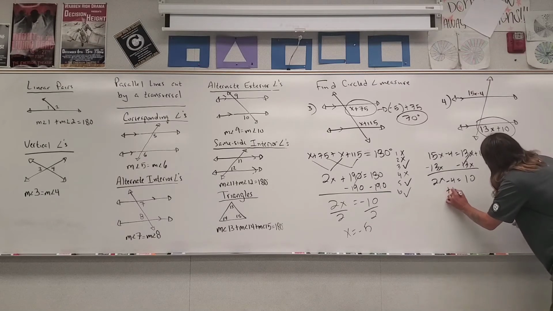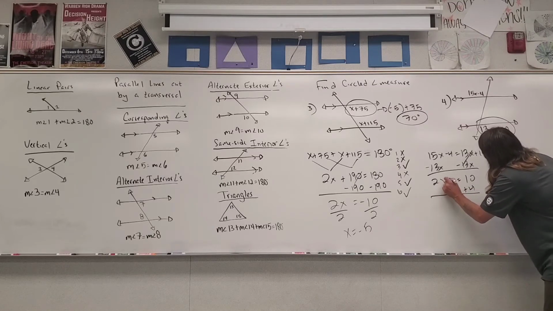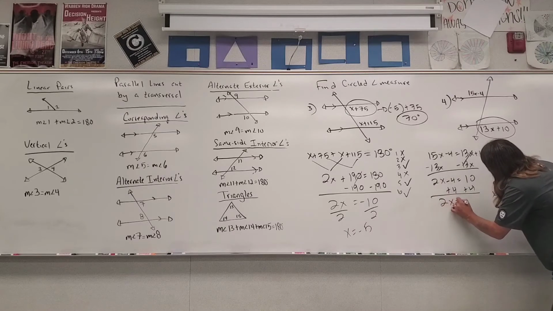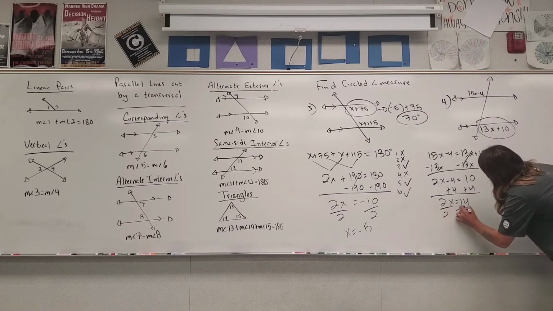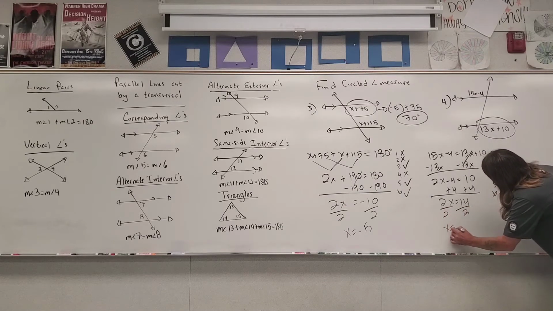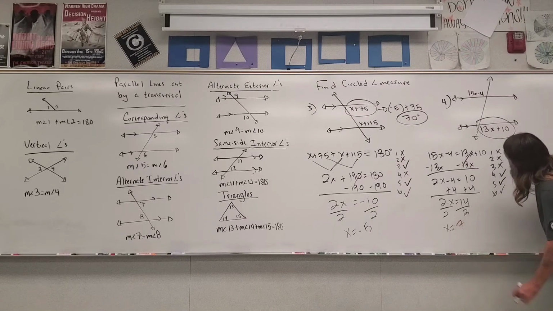So I'm going to add a 4. All right, and now I get 2x equals 14. And the last step is to divide away a number, and I can divide away a 2. So in this problem, my x value is equal to 7.